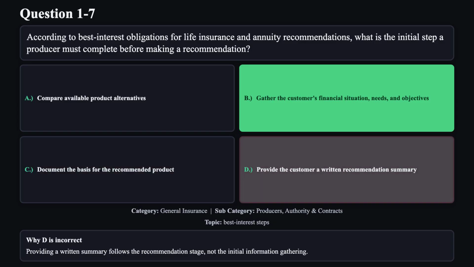Reason D is not correct. Providing a written summary follows the recommendation stage, not the initial information gathering.